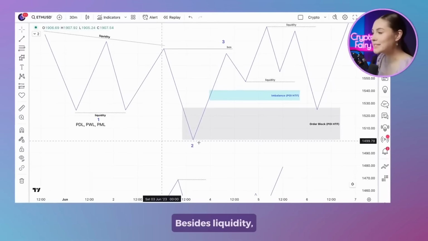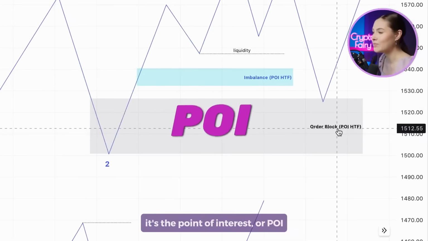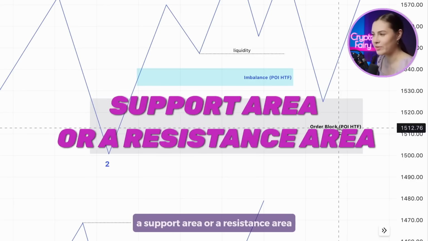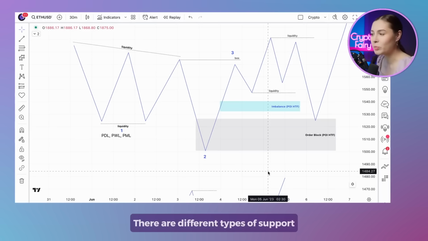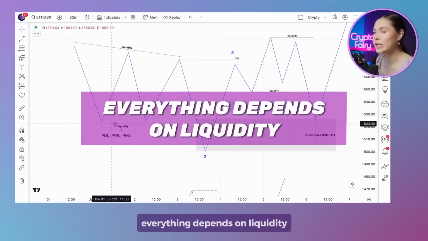Let's move on. Besides liquidity, there is another important tool. It's the point of interest, or POI. Usually, this point is called a support area or resistance area. There are different types of support and resistance, but under the ICT strategy, I have my own definition of support and resistance areas. In this case, everything depends on liquidity.